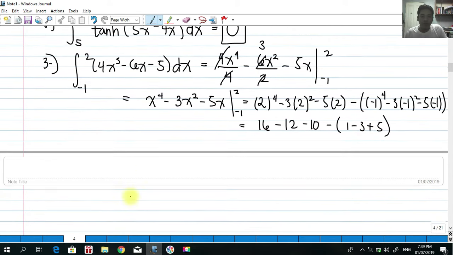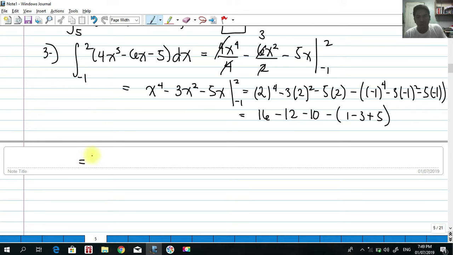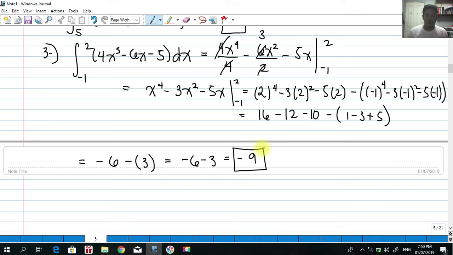If we evaluate that, 16 minus 12 is 4. 4 minus 10 is -6. For the second part, 1 minus 3 is -2, plus 5, so that is equal to 3. So -6 minus 3 should be equal to -9. This is our result for our definite integral example number 3. Pretty easy, right?